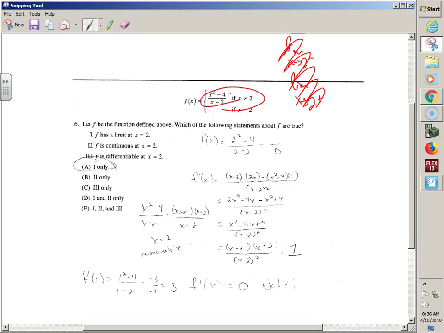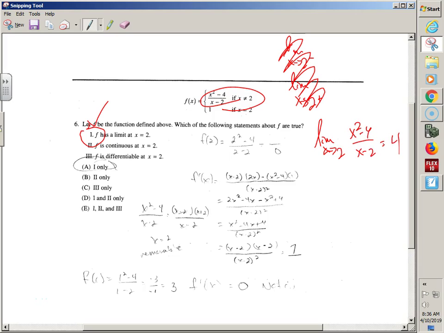L'Hopital's is fine. You get 2x over 1 and plug in, you get 4. The other way, you get (x plus 2)(x minus 2) over (x minus 2). The x minus 2's cancel out. x plus 2, 2 plus 2 is 4. Either way, the limit exists and the limit is 4. So this one is totally good. The limit exists and the limit is 4.